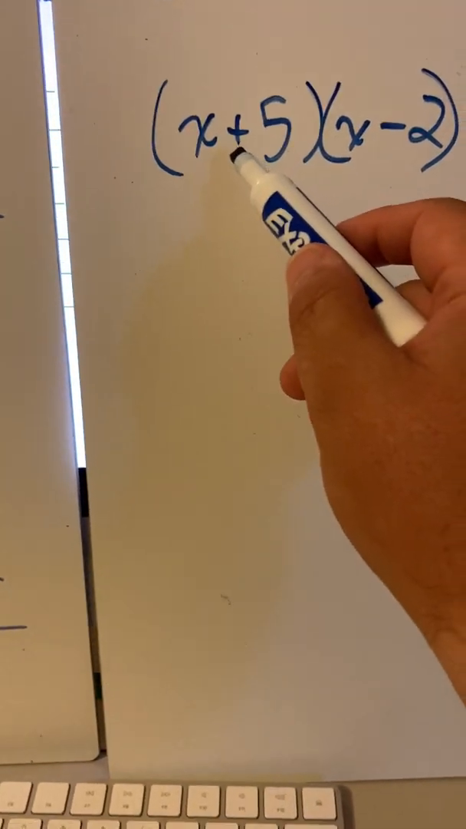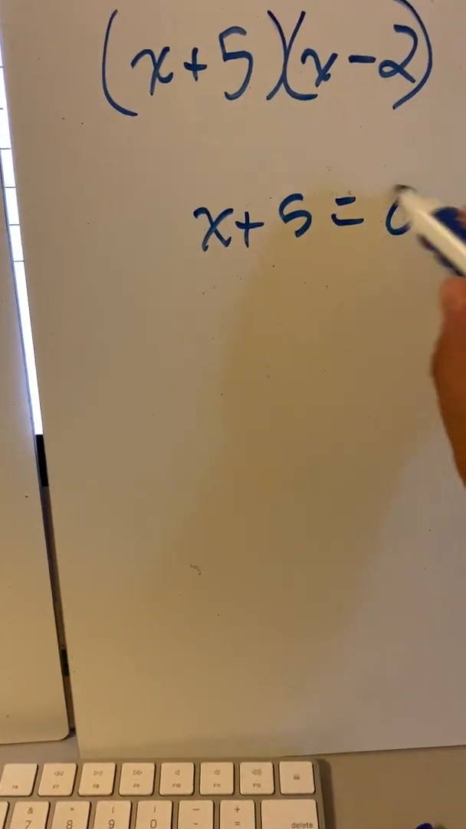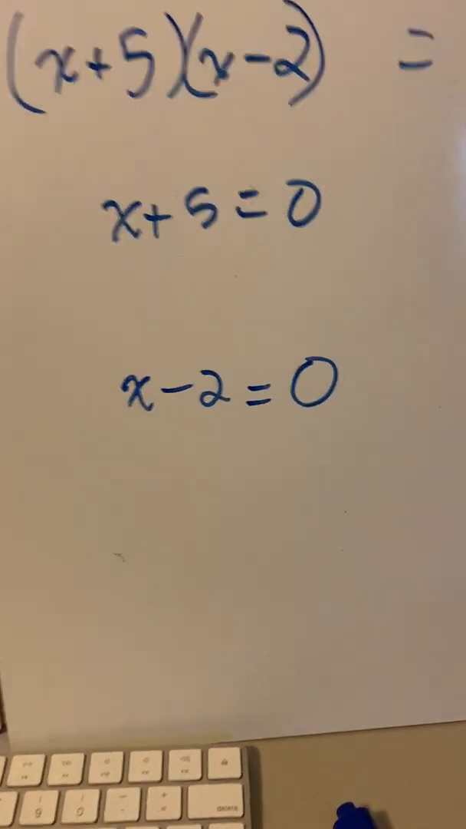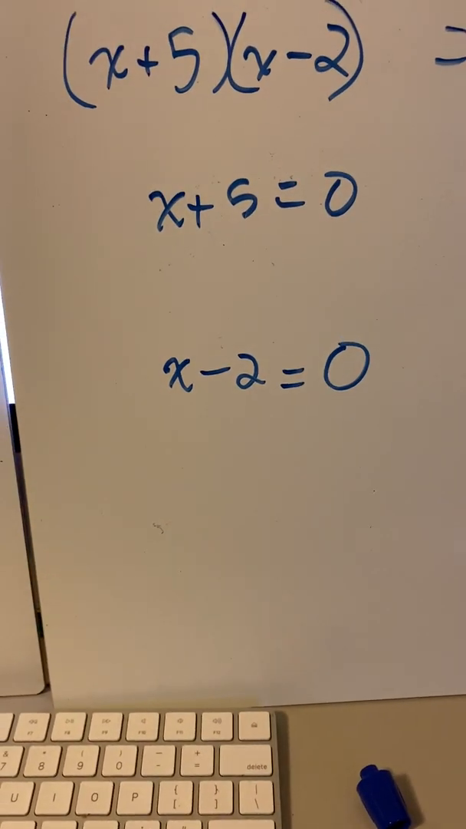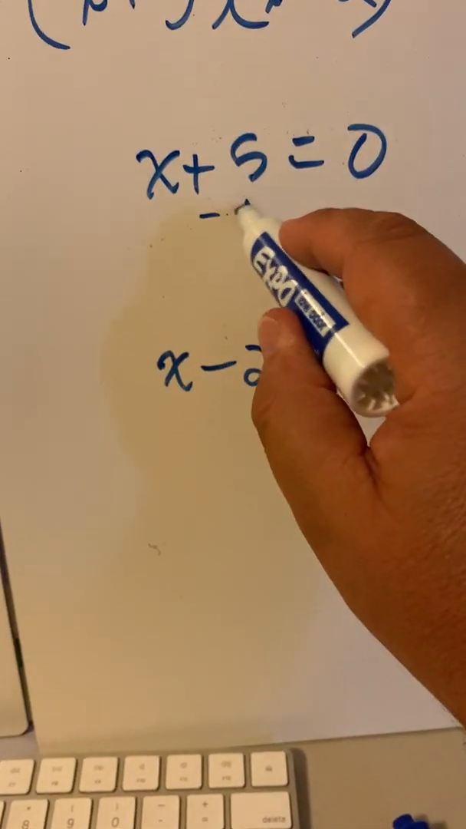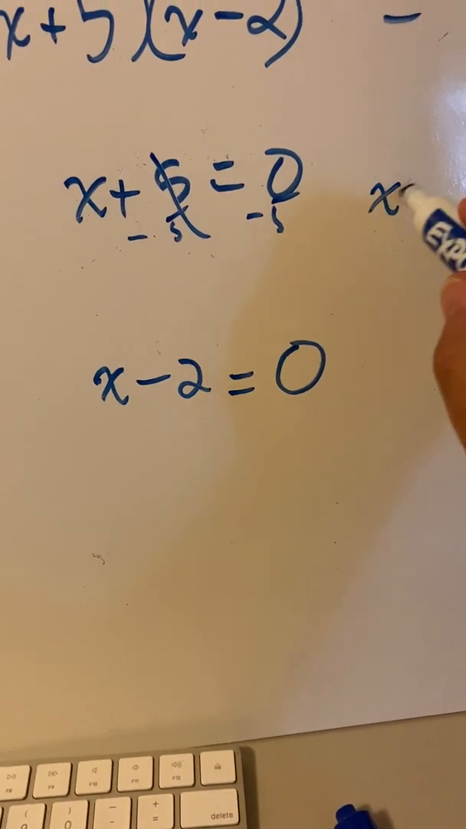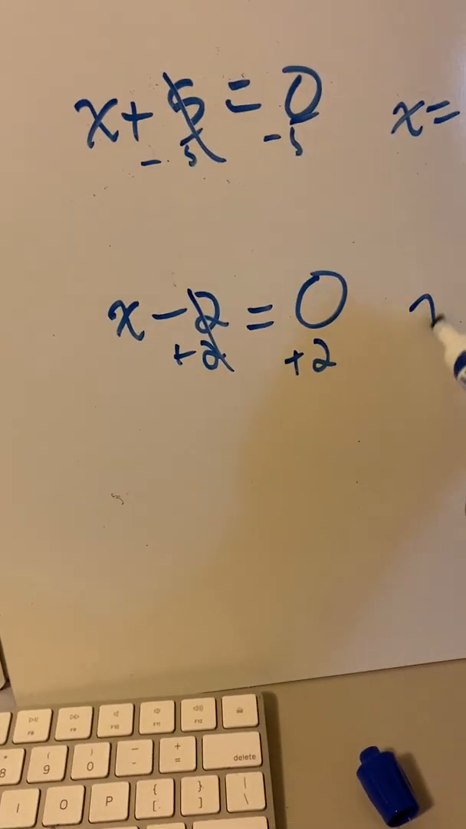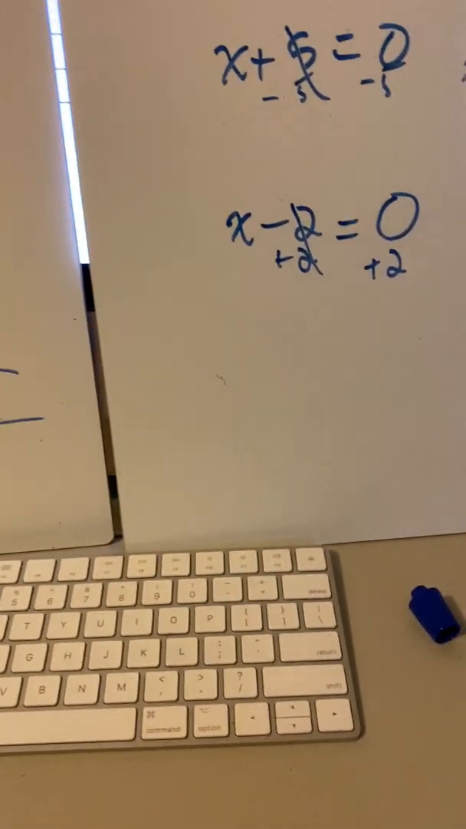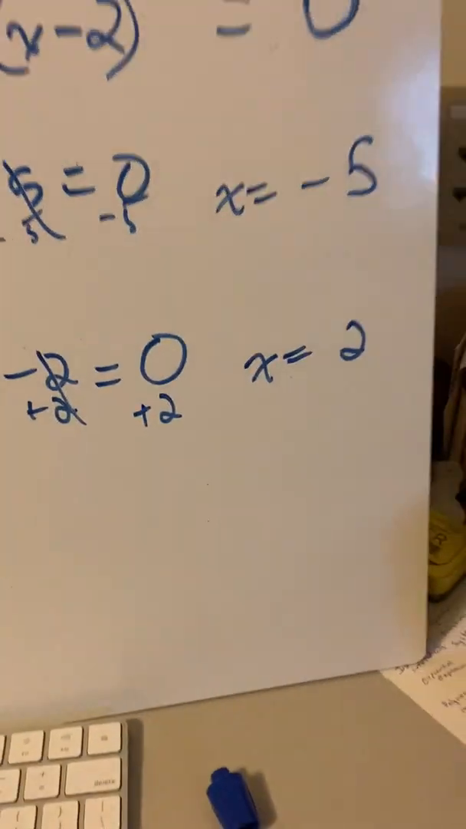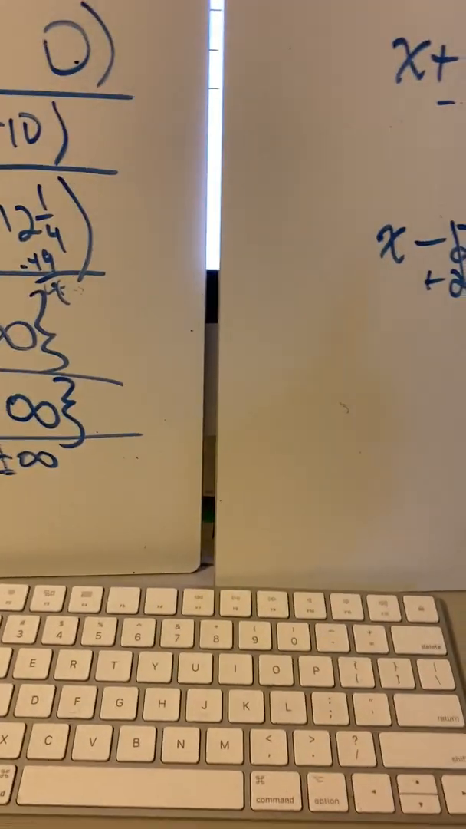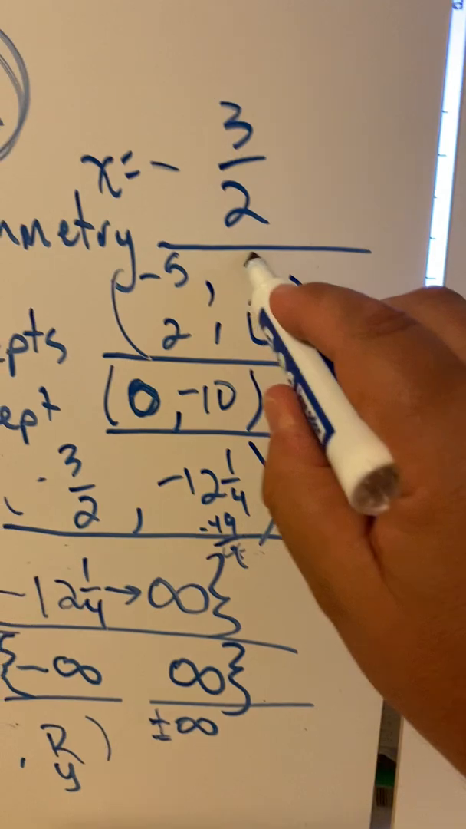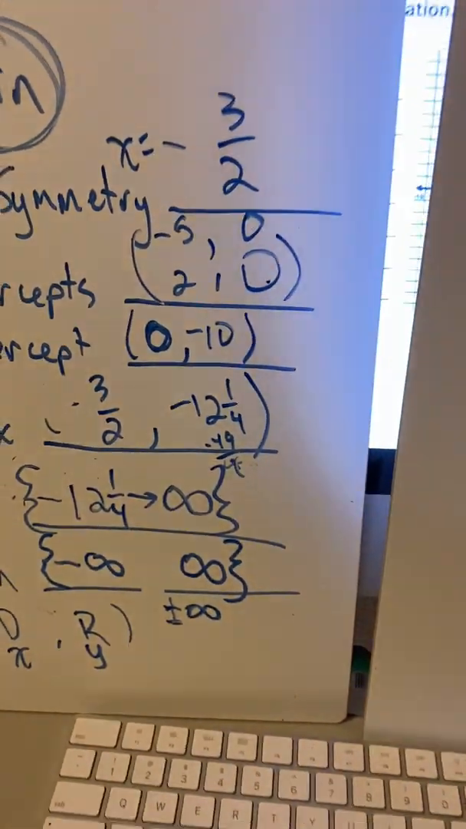Not done yet. Now I've got to take each one of these, x plus 5, and set it equal to 0, and x minus 2, and set it equal to 0. I've got to find out both values of x that I can have for my intercept. Simple. This one is x equals negative 5, and this one, x equals 2. Those are your x-intercepts, negative 5 and 2.